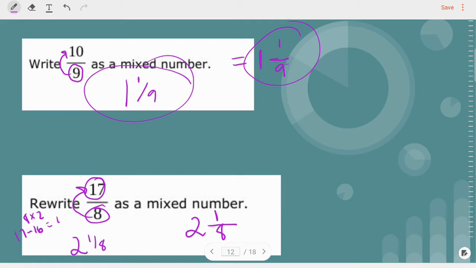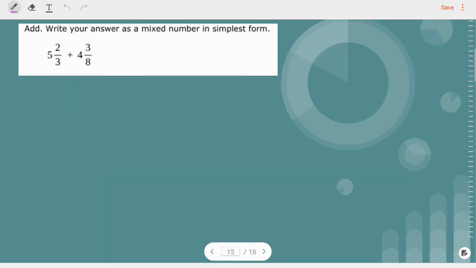Okay, so we're going to be doing these operations. It's important to know how to convert that to a mixed number. All right, so let's go ahead and practice this. Add, and we're going to write our answer as a mixed number in simplest form. So 5 2/3 plus 4 3/8.